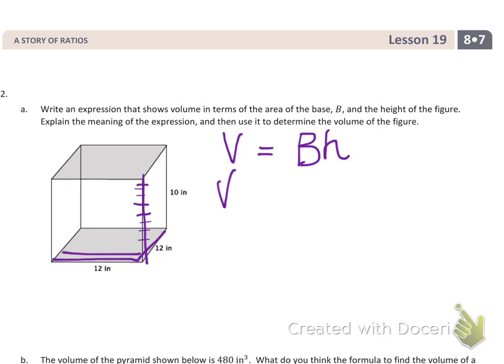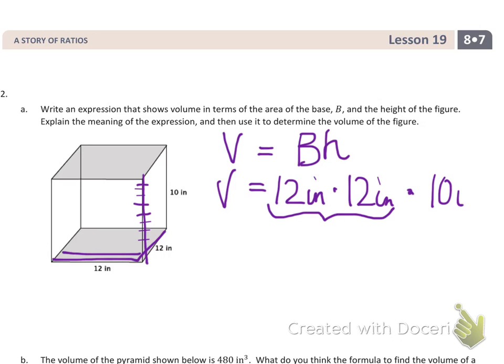So let's look at it. The area of the base is 12 inches times 12 inches. So that's the area of the base. And then the height is 10 inches. So our volume here, if we take out inches times inches times inches, our units are inches cubed. And 12 times 12 is 144, times 10 is 1,440 inches cubed.